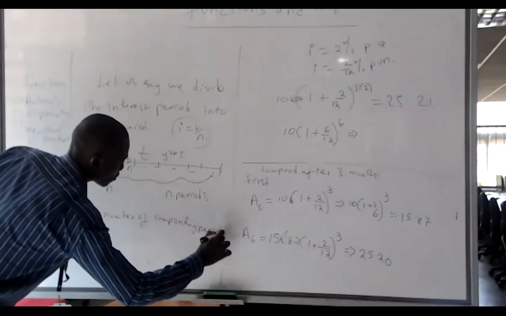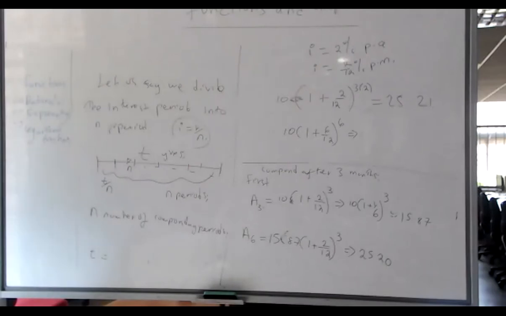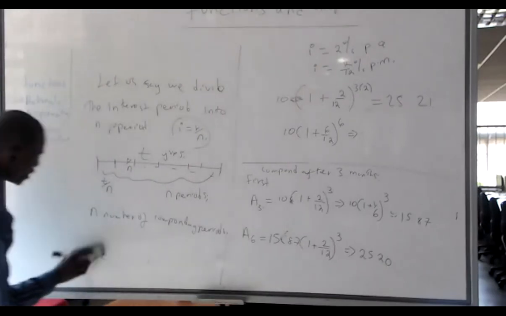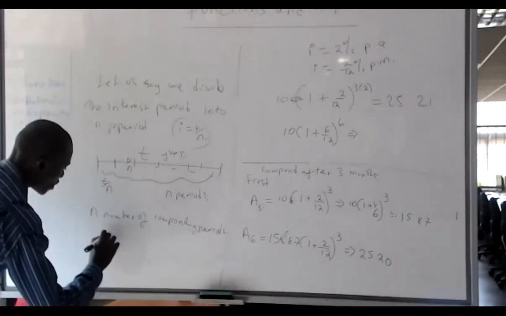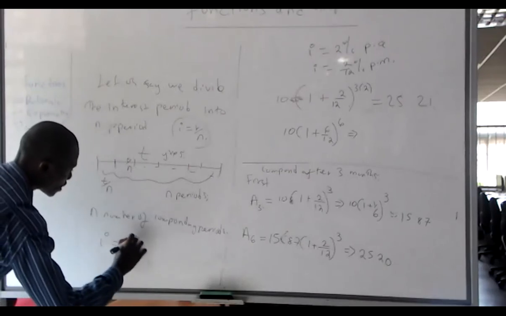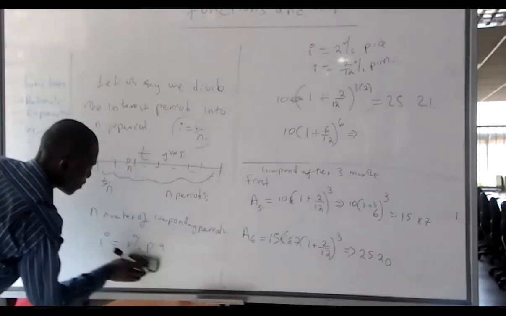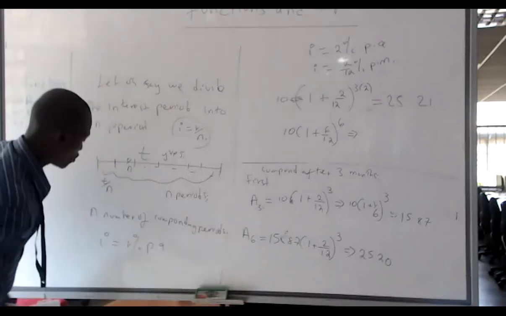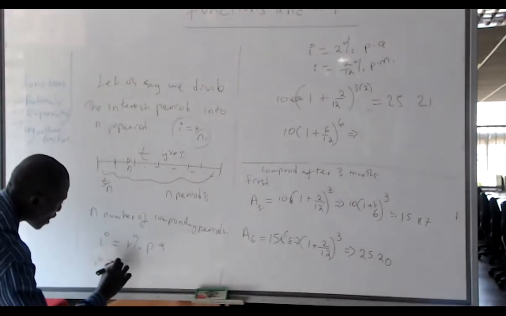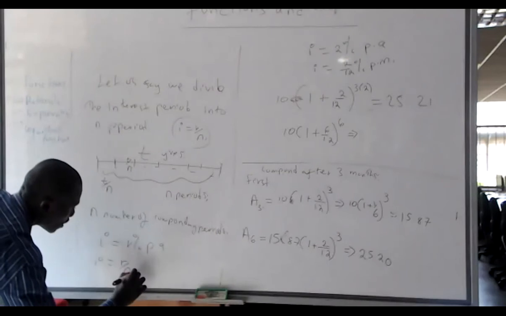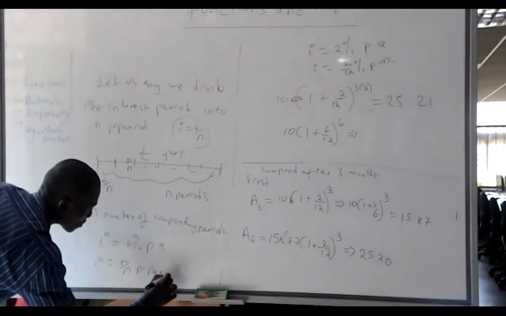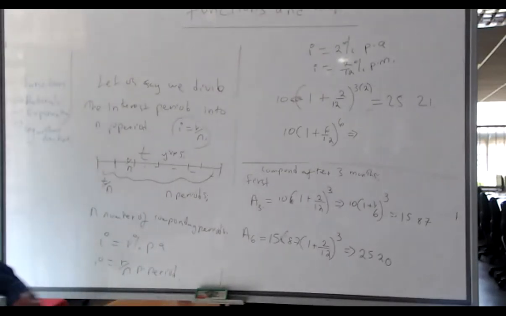Compounding periods. So if initially you had an interest rate of R% per annum, then for each and every period, we'll have an interest rate of R divided by N, where N is the number of periods.